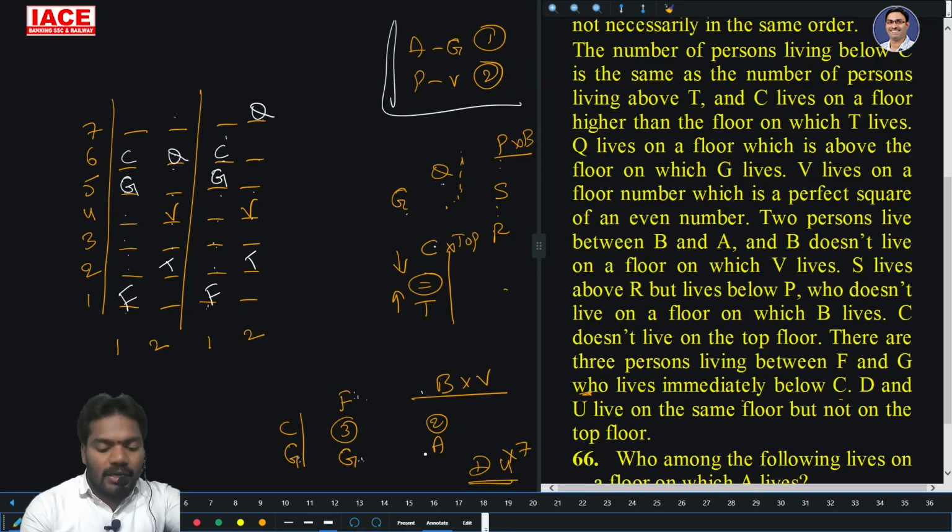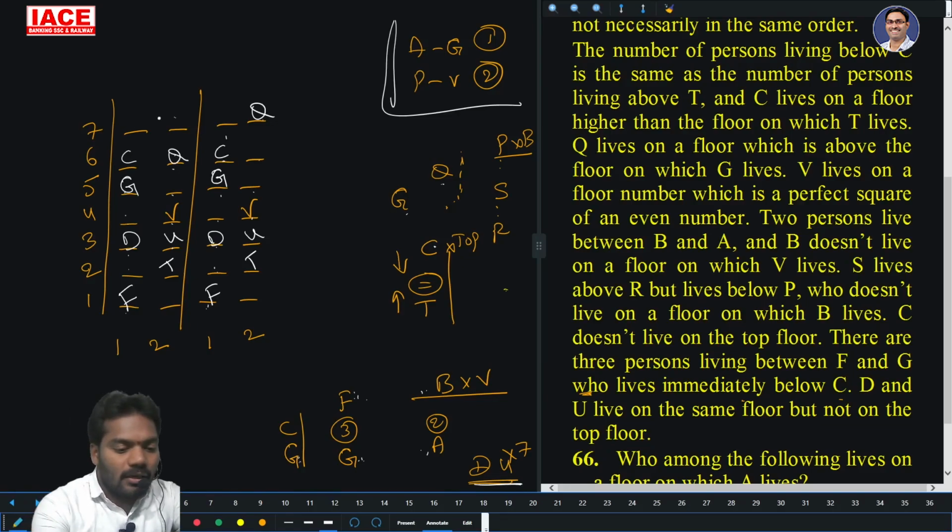Now P and A, and T and U live on the same floor, but not on the 7th floor. D is not possible here. The only chance is D and U. In this case too, D is not possible, and again the only chance is D and U on the same floor.